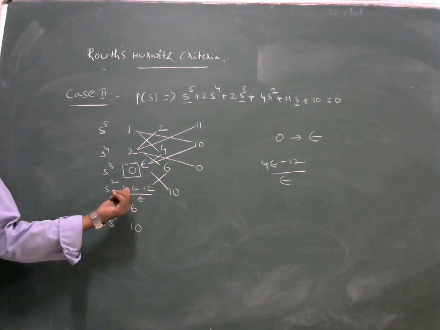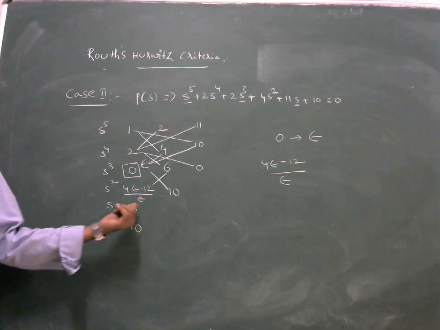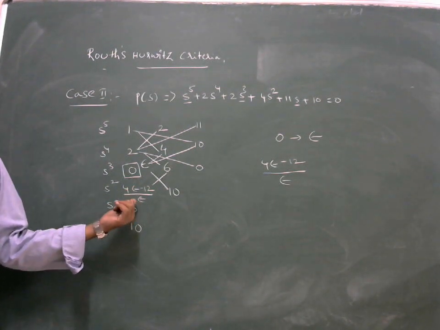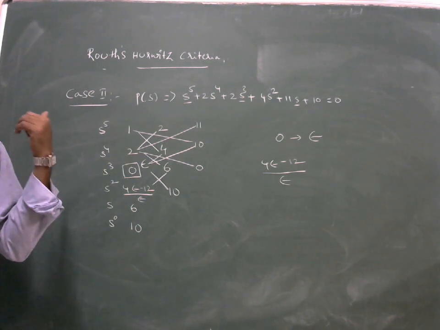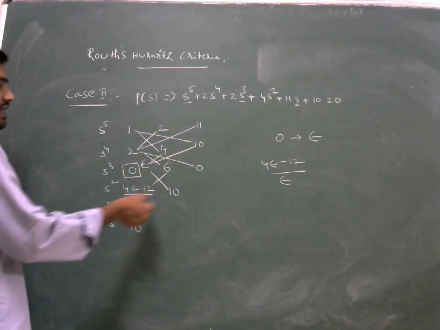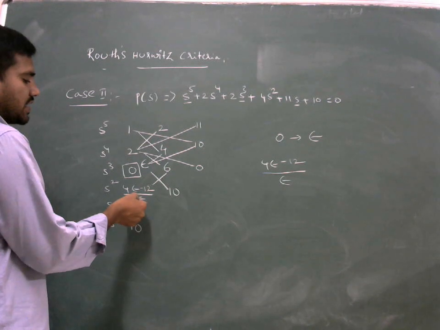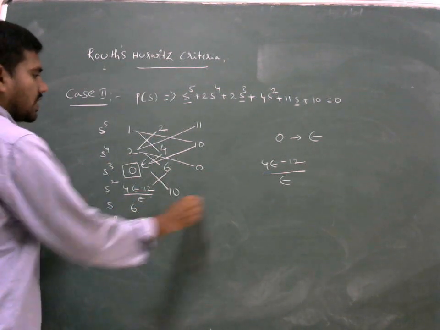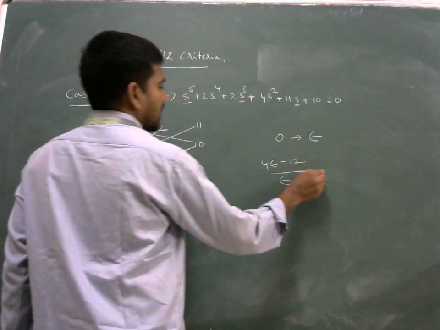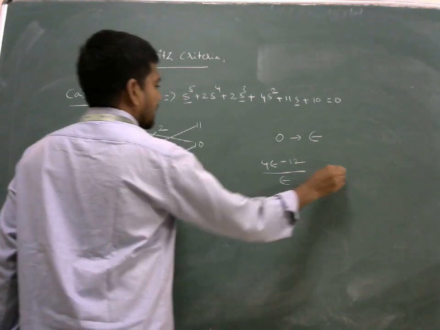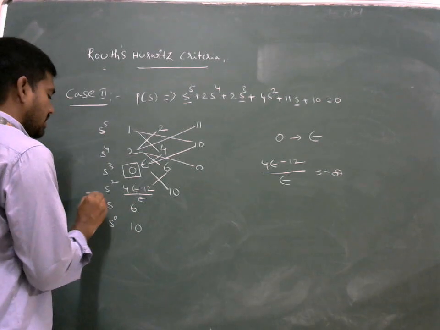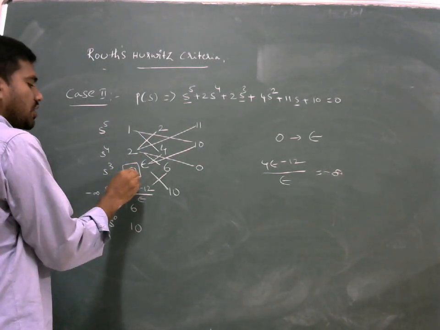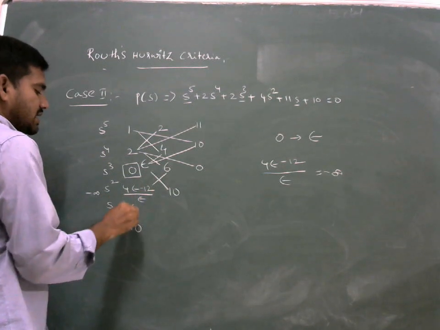If you substitute epsilon as 0, what value do you get? This value will be minus 12 by 0, that means minus infinity. After completing this, you take epsilon tends to 0. Now the value will become minus infinity. Now you substitute minus infinity here. So the first column elements are 1, 2, 0, minus infinity, 6 and 10.